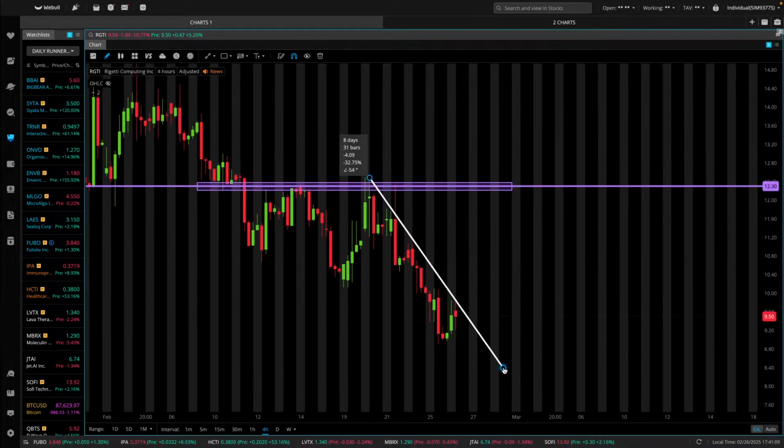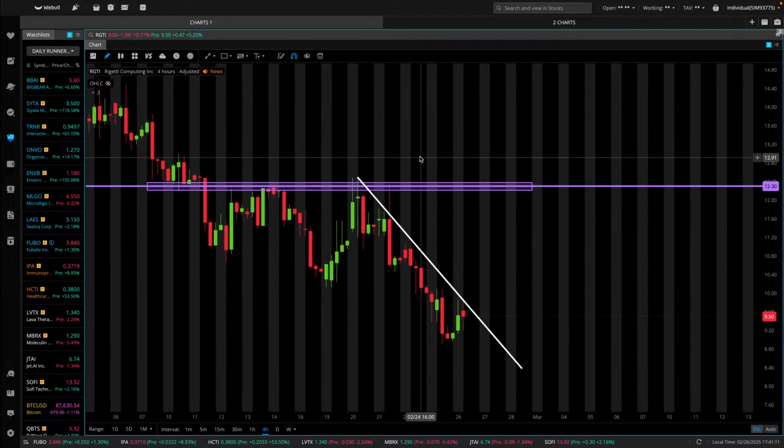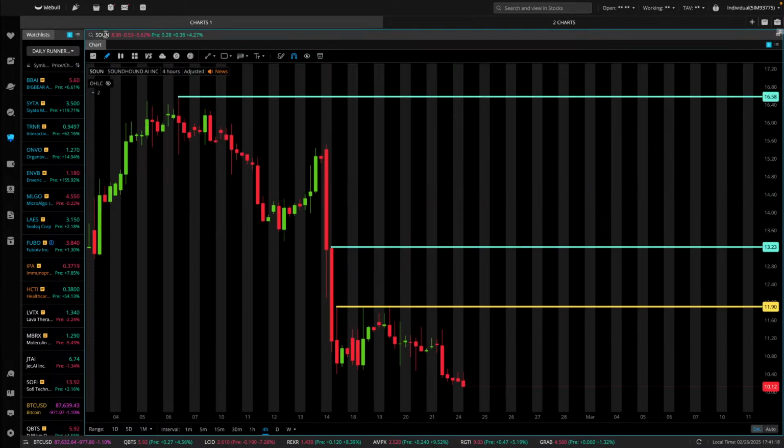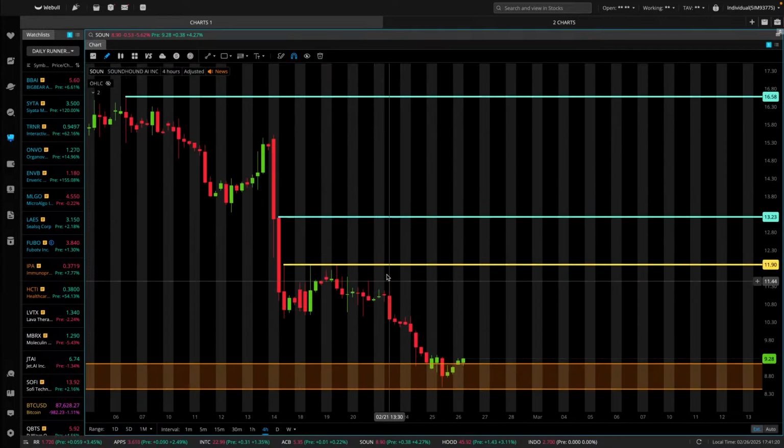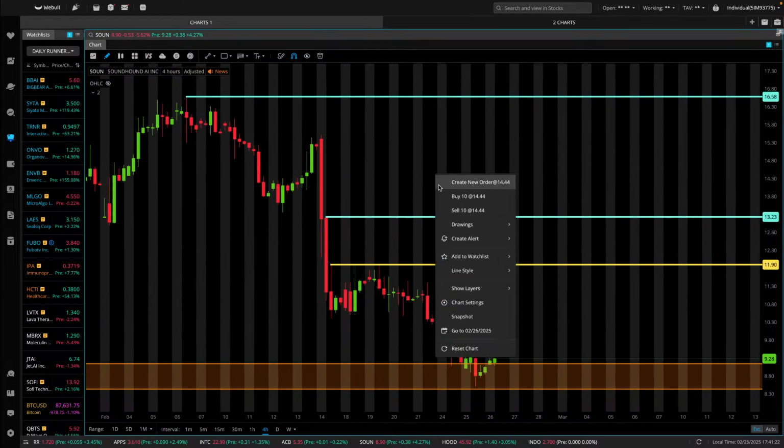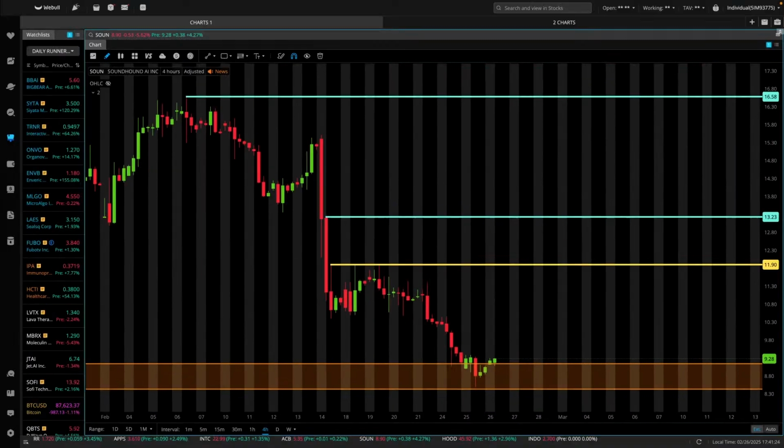RGTI, we'll see, because all of them are reversing together. So DBAI, okay. I haven't looked at SOUN, but let's have a look. SOUN might be reversing as well. Yeah, SOUN's trying. It's in a demand zone, so SOUN is looking very good in this demand zone, trying to reverse off it. We'll see what it does here.